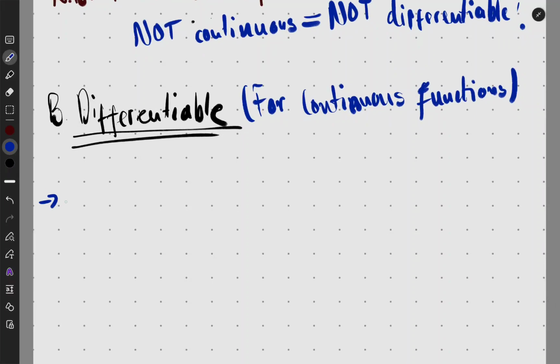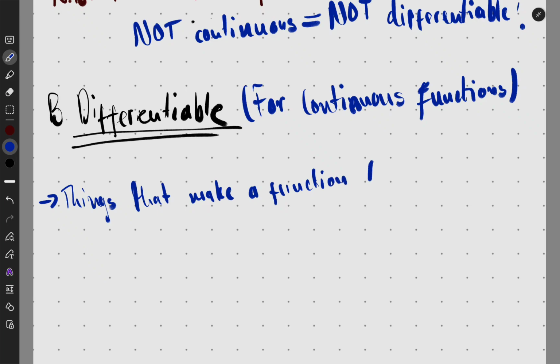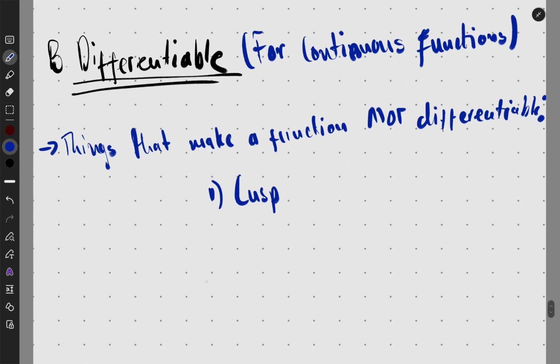So we are now wanting to see things that make a function not differentiable. What are those things? Okay, number one is a cusp, and then number two is a sharp corner. We'll be having a continuous function, but if these things are there, then it won't be differentiable. For a cusp, we are talking about what?